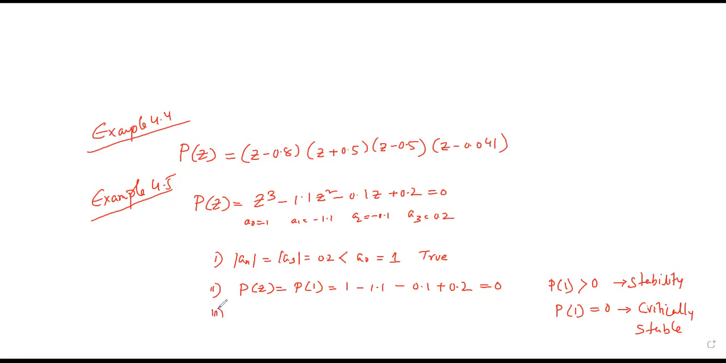The third condition, I'm not doing it, I'm just leaving it for you, is at z equal to minus 1. We know that here n is odd, and once n is odd, our condition is P(minus 1) has to be lesser than 0. If you put all the values, you're going to find minus 1.8, and that is lesser than 0. So that is also true as a condition.